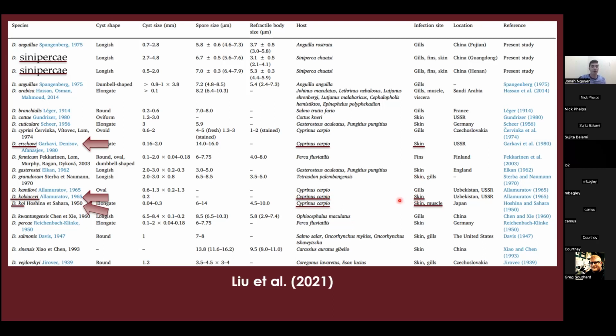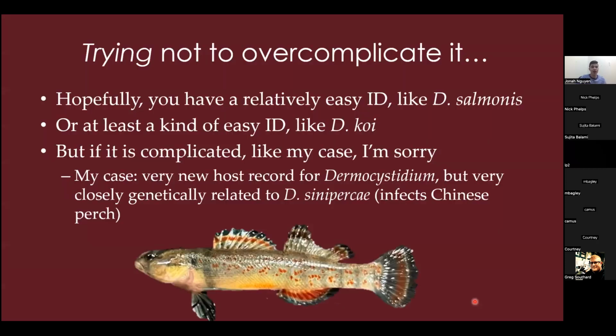So my main point is that you can look at a table like this and get an idea of if there's a described species from that host fish yet, or from a very closely related fish host. And if there is, you can just dig into the literature a little and get a decent idea of that species and things like that. So again, try not to overcomplicate it. Hopefully you have a relatively easy ID like D. salmonis. That's relatively easy. There's still issues with it, or at least kind of easy like Dermocystidium.